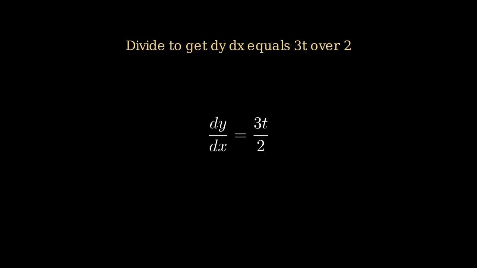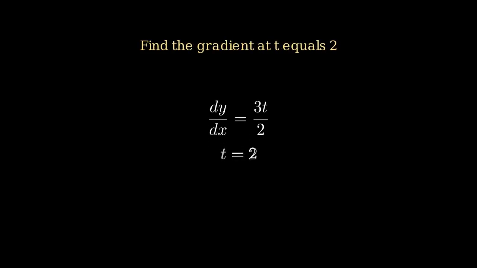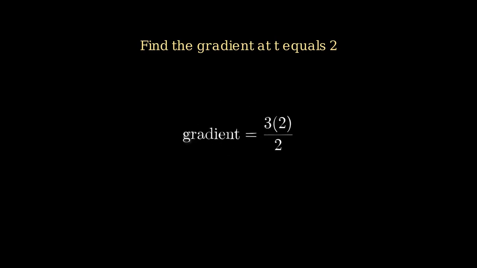To find the gradient at a specific point, let's use t equals 2. Substituting in, gradient equals 3 times 2 divided by 2, which equals 3. So at that point on the curve, the gradient is exactly 3. And we never had to convert back to Cartesian form to get it.